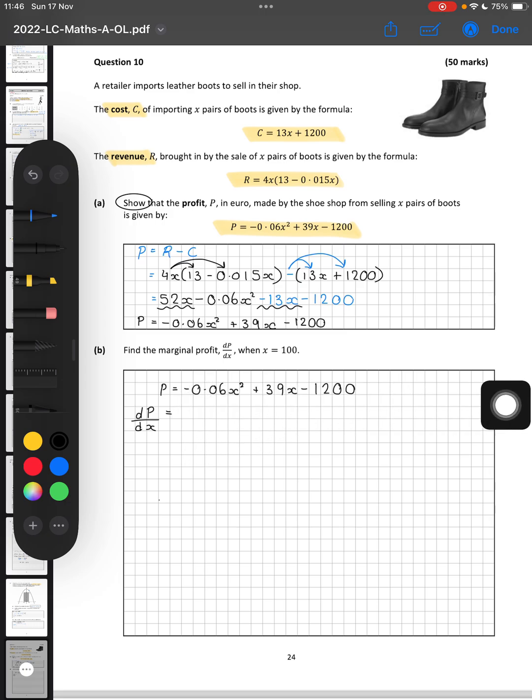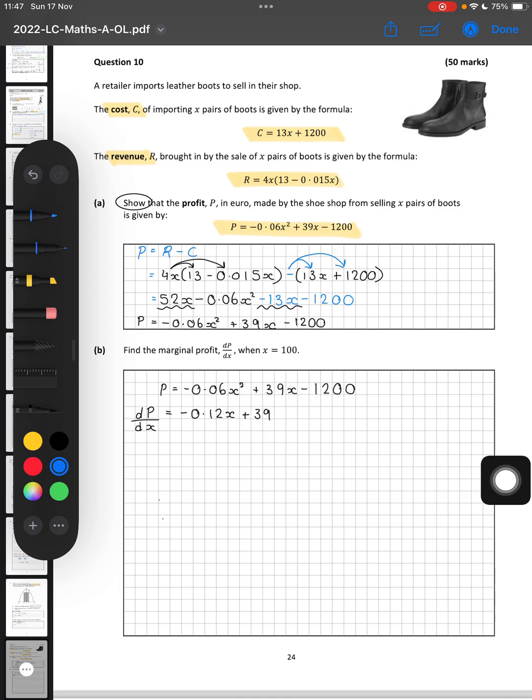So here I'm going to get that it's minus 0.12x for the first part, and then I have here plus 39. Remember, when the x doesn't have a power in the original, in the derivative it just disappears. And when there's no x shown in the original, in the derivative, that full number disappears. So the number in front of the x, I should have said, stays, but just the x itself disappears. So this is my derivative, and now they have asked for it when x is 100.